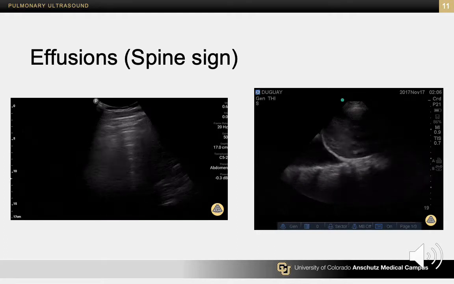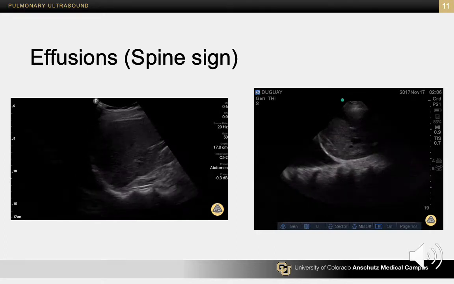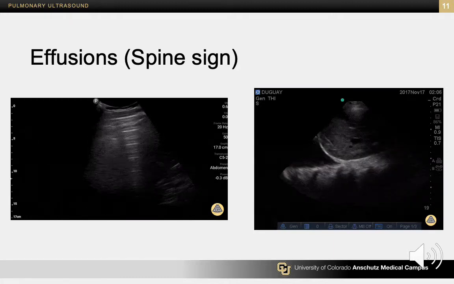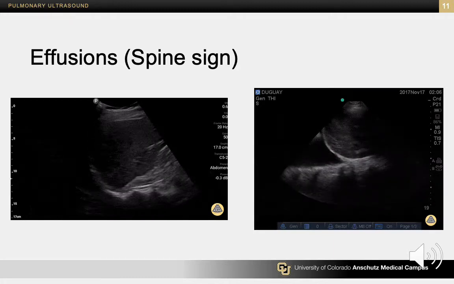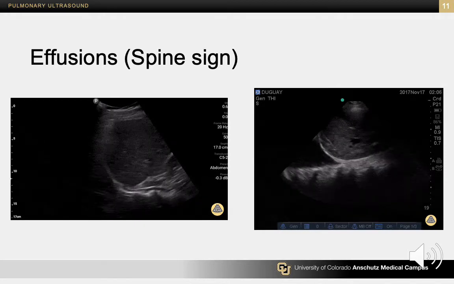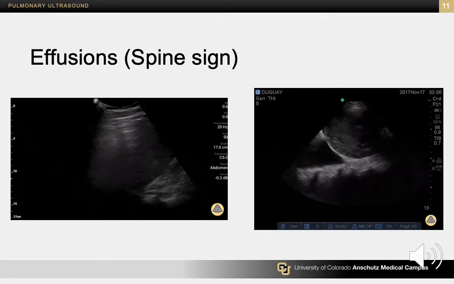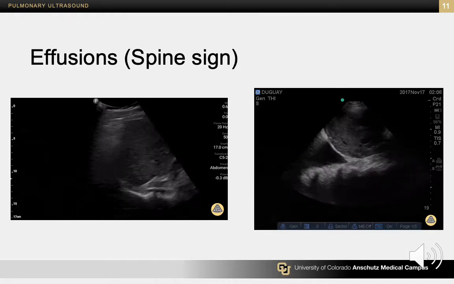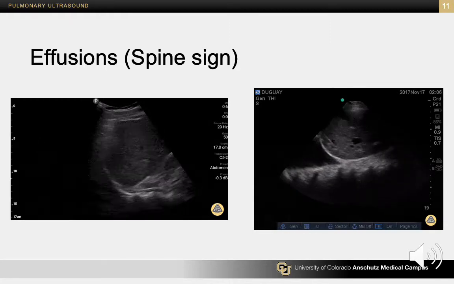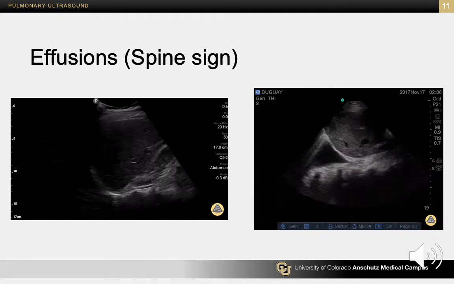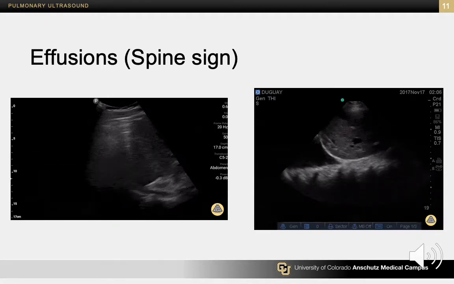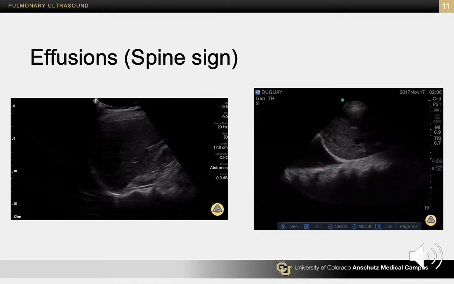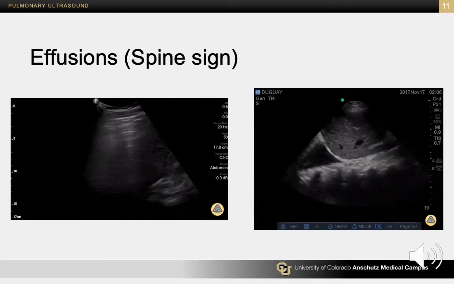And so basically what's going on here is we've got ultrasound beams coming down through the diaphragm, and as they get into the thoracic cavity, it's not encountering air-filled lung, okay? So there's something in here, typically fluid, that's allowing the ultrasound beam to penetrate through down to the spine and then bounce back up. So that's why we're still seeing the vertebral bodies here. So the positive spine sign, again, is indicative of pleural effusion.